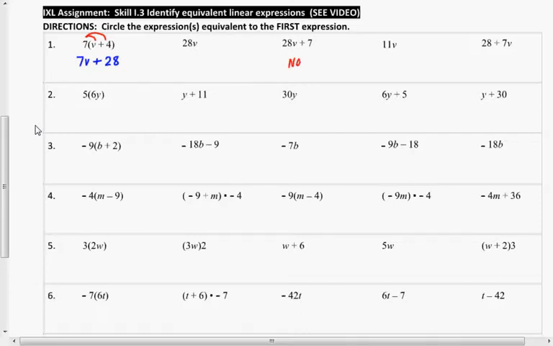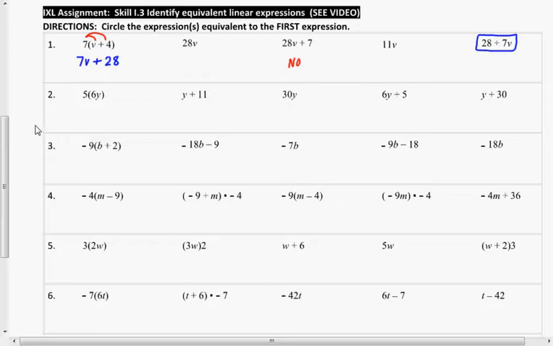Okay, 28v plus 7. No, that is not the same as 28 plus 7v or 7v plus 28. This one is equivalent. All right, because with addition, no matter which order we write those in, 7v plus 28 and 28 plus 7v have the same meaning.